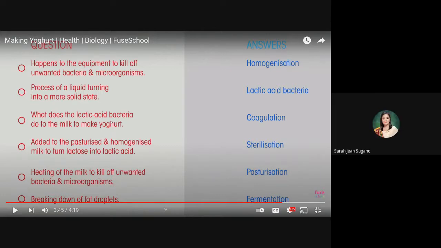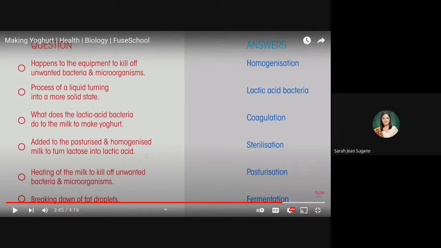Sterilization. Correct. Okay, very good. Second question, the process of a liquid turning into a more solid state. Coagulation. Correct. What does the lactic acid bacteria do to the milk to make yogurt? Fermentation, ma'am. Correct. Yes, it's fermentation.